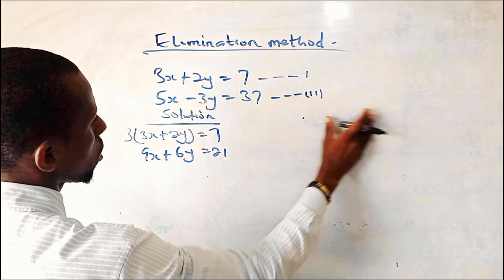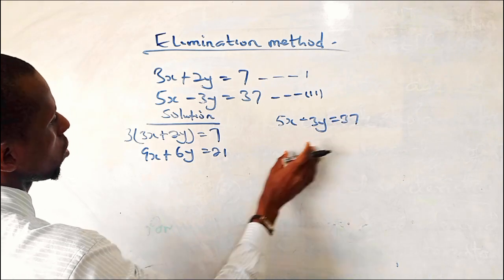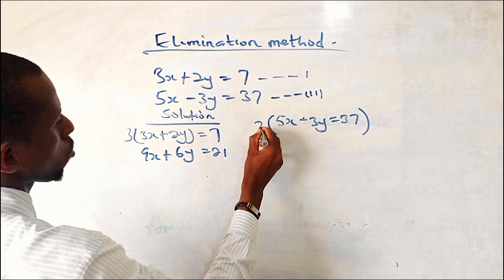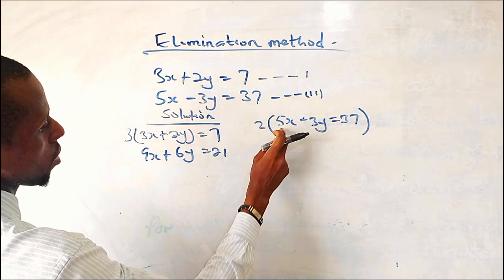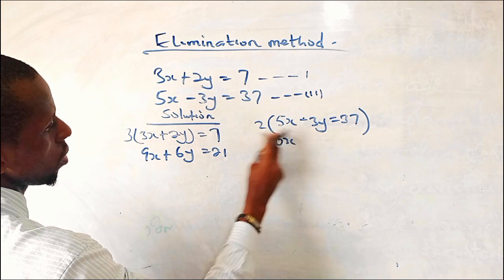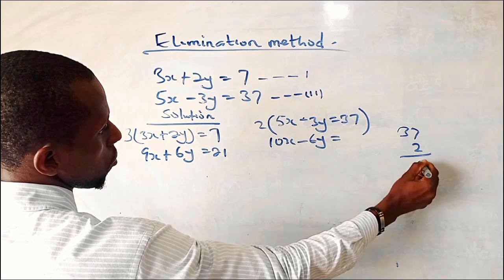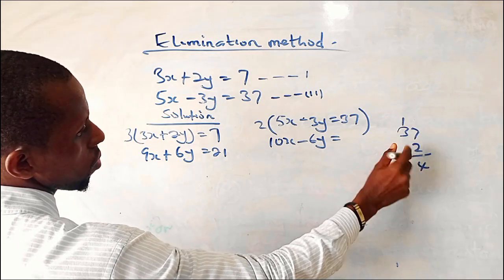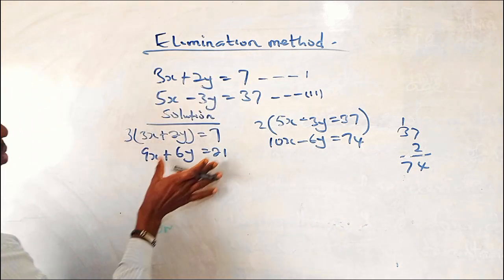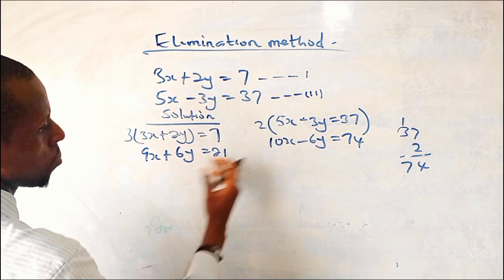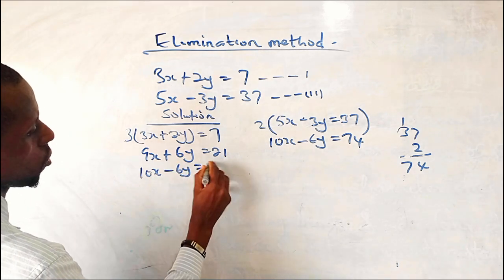So for the second equation, I have 5x minus 3y equals 37. So I'm multiplying everything by 2. Okay, to make this 6, I have to multiply everything by 2. So 2 times 5 is 10x, minus 2 times 3 is 6y, equals, when you multiply this together, 2 times 37: 2 times 30 is 60, 2 times 7 is 14, so I should be having 74. So the result of this is this, the result of this is this. So I cannot combine. Let me bring this back. I have 10x minus 6y equals 74.